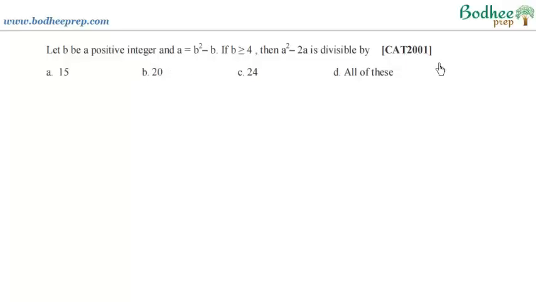The question has been taken from CAT 2001 and it says that if b is a positive integer and a is equal to b square minus b, where b is greater than or equal to 4, then we have to find which of the following a square minus 2a is divisible by. So let's start with the solution.